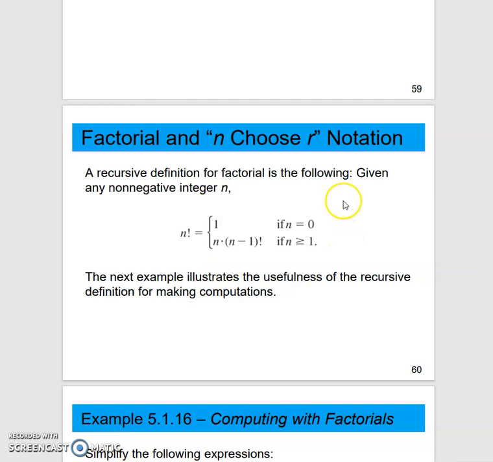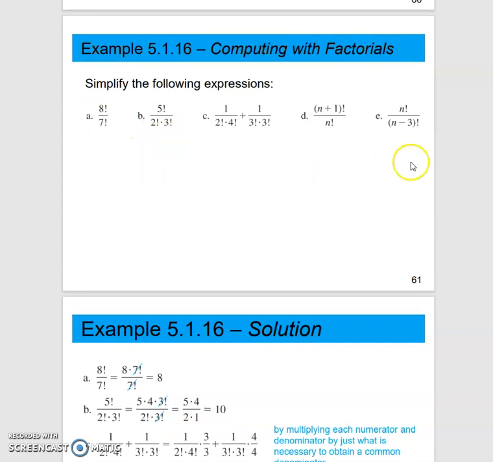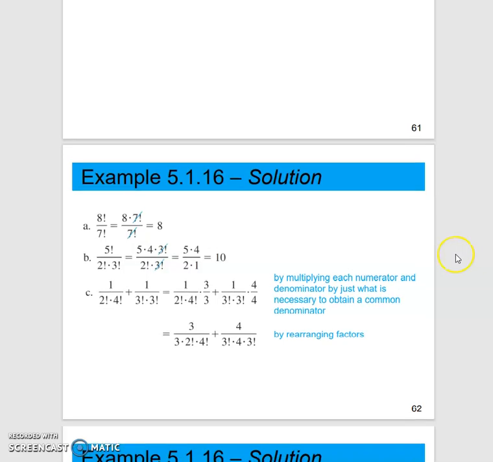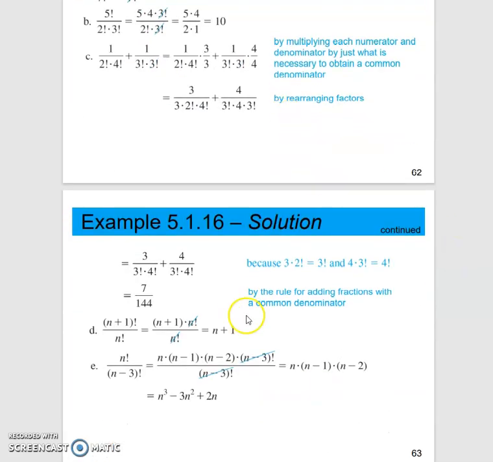I am not going to worry about this n choose r, so we are going to skip that. The only thing we need to know how to do is simplify with factorials, and as you can see, I am expressing them differently. So for 8 factorial over 7 factorial, I rewrote 8 factorial as 8 times 7 factorial so that I can reduce. And as you can see, I am doing similar reductions for my other properties.